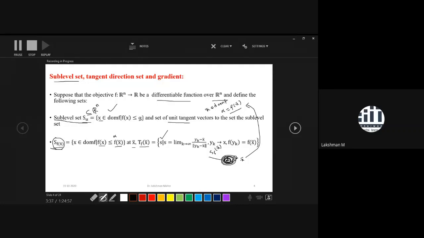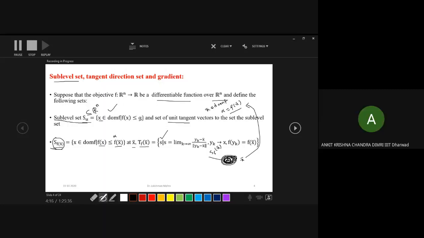Now here we will talk about this 2D disk. How many tangent vectors do you observe here? Samdeep, any answer? How many tangent vectors do you observe here at x bar? Ankit, how many tangent vectors do you observe at the sublevel set?